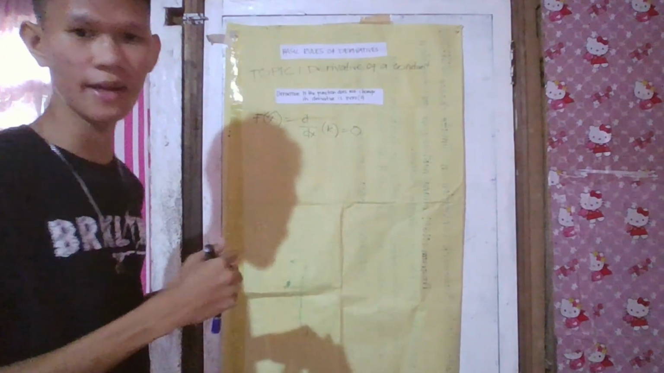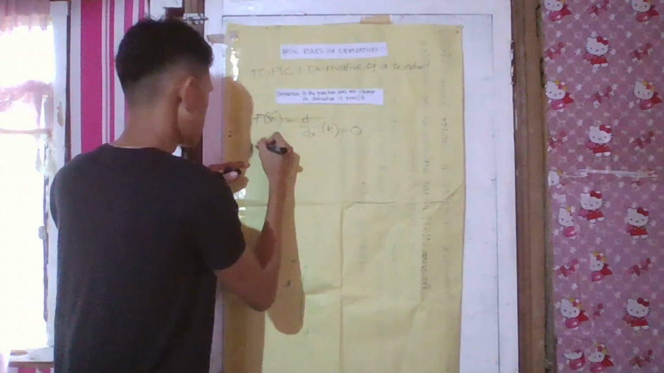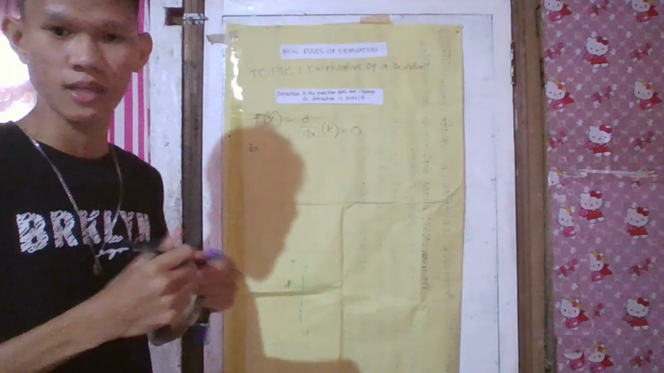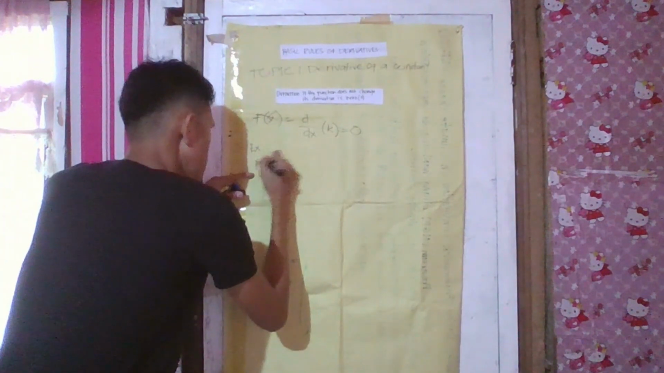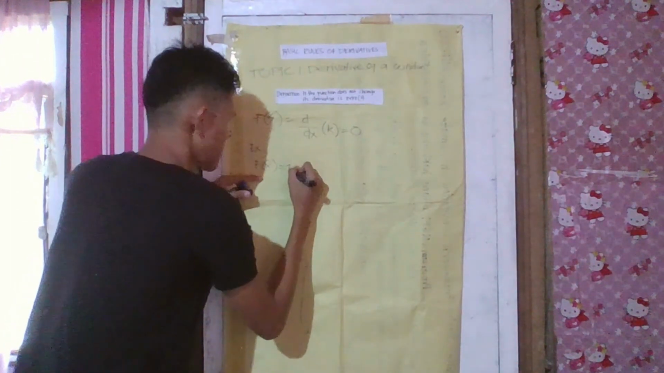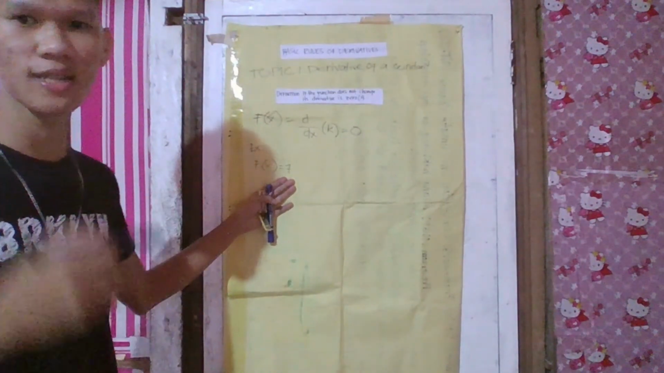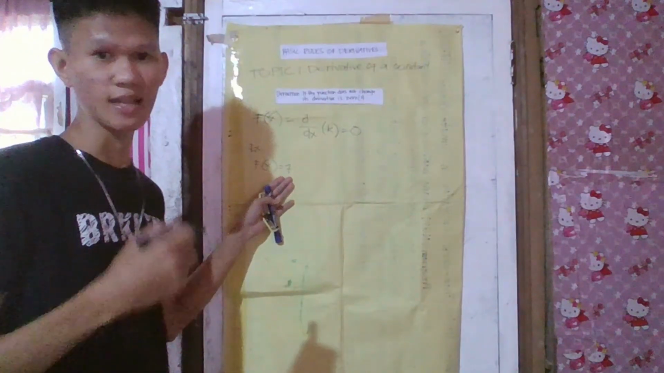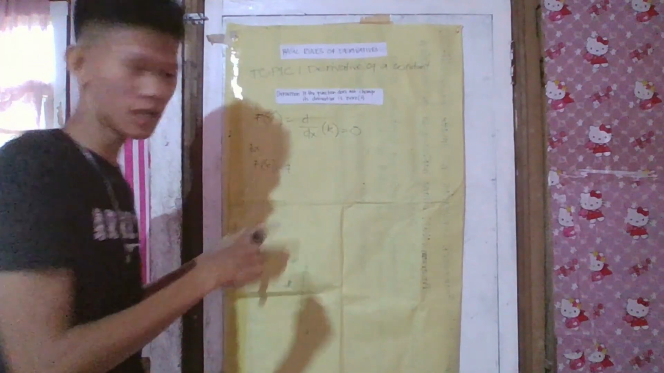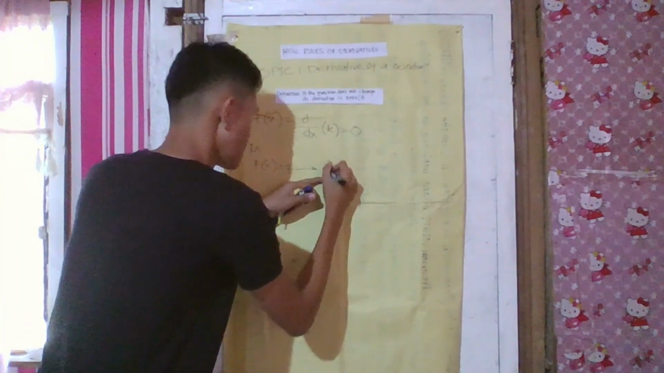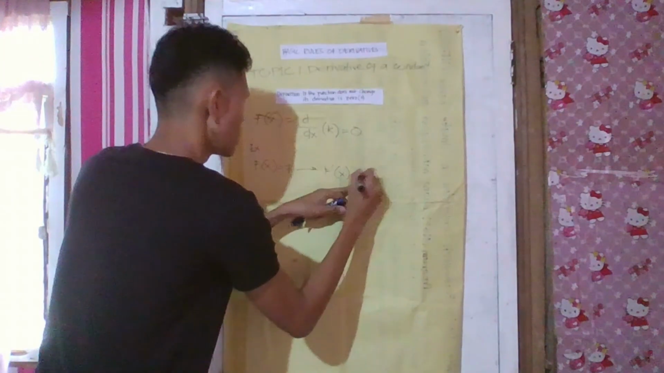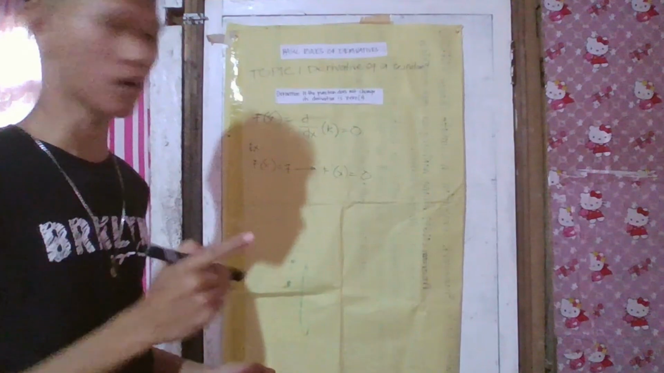Okay, I'll give an example. Example: f of x equals 7. The rule says if the function does not change, its derivative is 0. Okay, 7 cannot be changed, so the derivative of f of x equals 0. That's our first basic topic, the derivative of a constant.